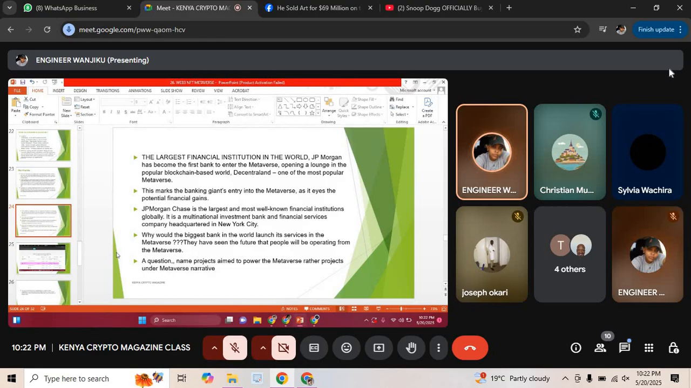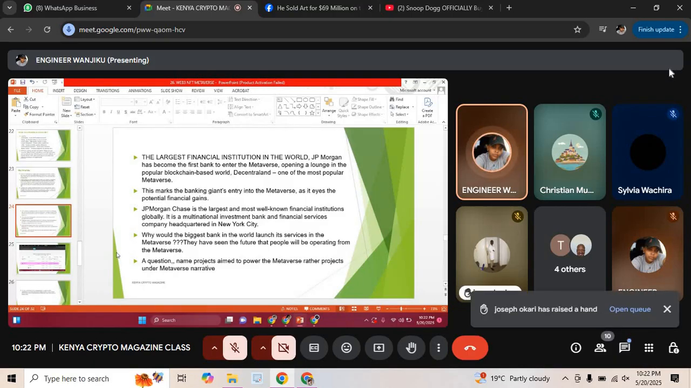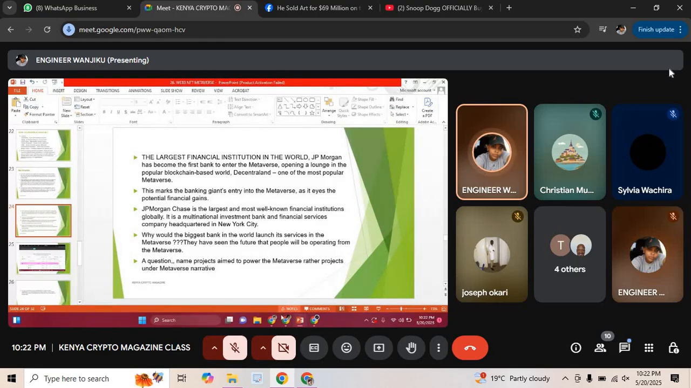Let's go to what we are covering right now. Now give me examples of projects under the metaverse narrative. Christian has mentioned one that falls under the gaming and also the metaverse narrative. Joseph? Sand and Mana. Yes, Sand and Mana. Mana is actually what is called Decentraland, what Christian had mentioned.